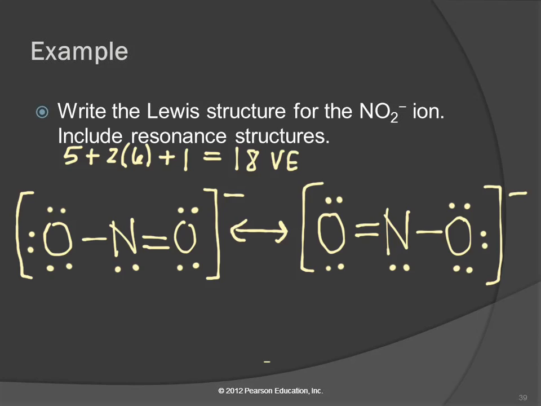We draw both structures, or 3 or 4, however many there are, and then we connect them with the double-headed arrow. Any other questions? Resonance is not a huge deal. Drawing Lewis structures is important.